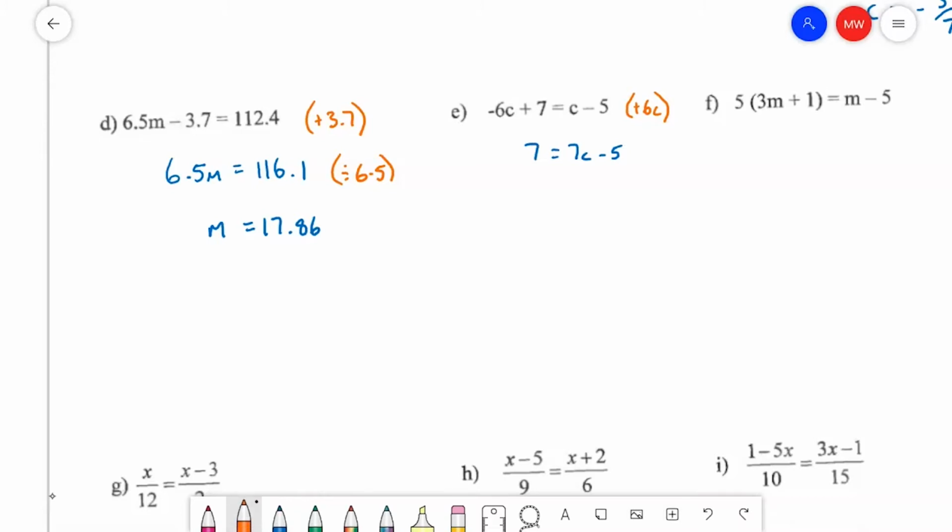Let's target that minus 5 by adding 5 to both sides. Now I've got 12, and on this side I've got 7c's. I'll divide by 7 both sides.